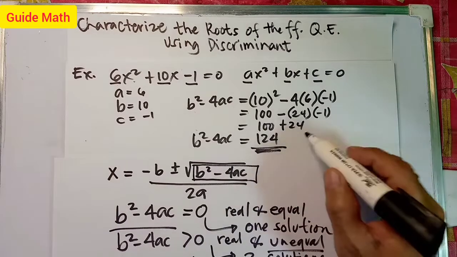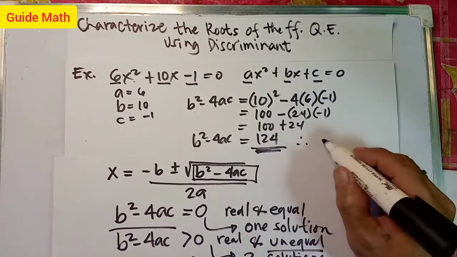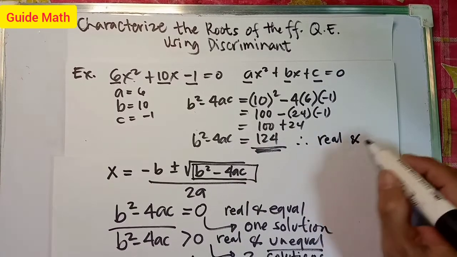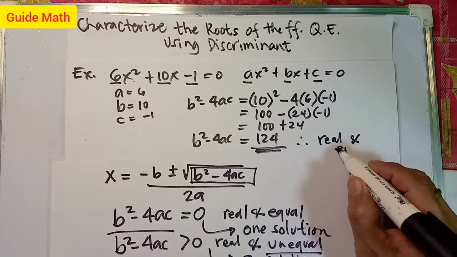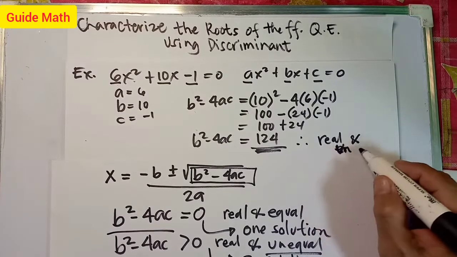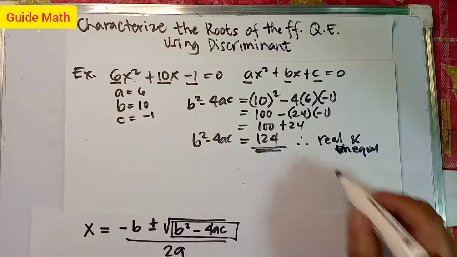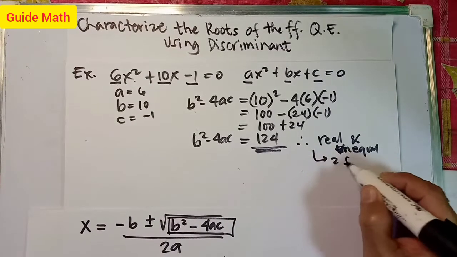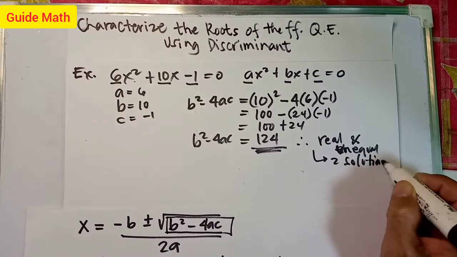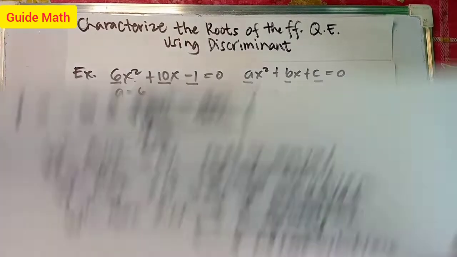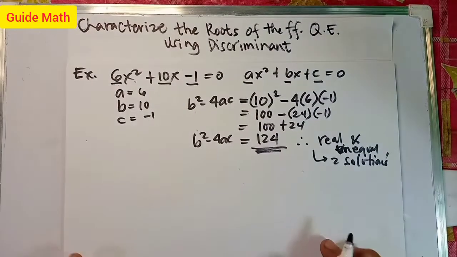So, meaning, therefore, this is real number, yung magiging roots natin, and this is unequal. So, pag sinabi natin unequal, meaning, it has two solutions. Dalawa yung magiging solutions natin dito. Okay? So, base yan sa ating conditions.